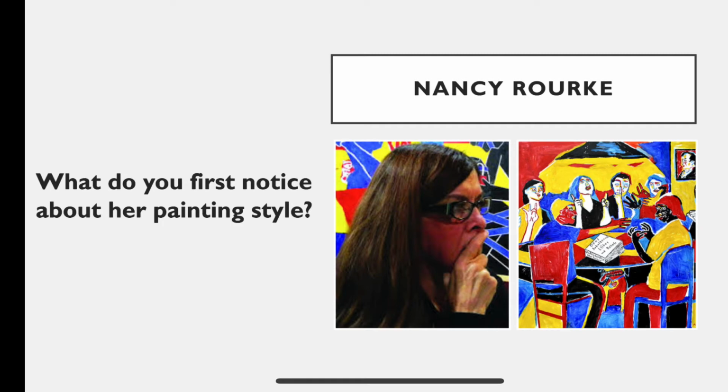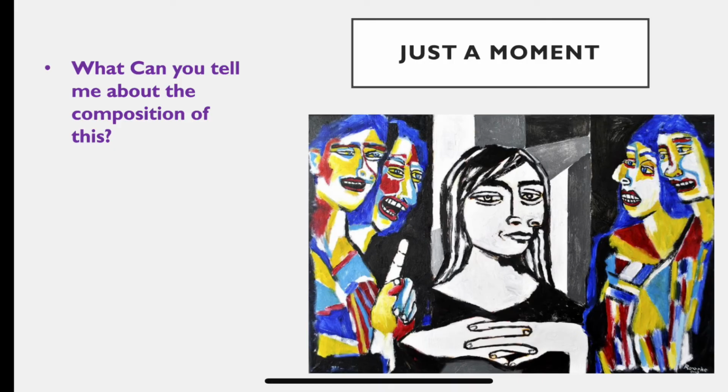She is also inspired by Pablo Picasso and the Cubist movement. As you can see, the people in her paintings are a little more simplified, a little more flattened out, using simple, organic, and geometric shapes. We have a painting by Nancy Rourke. It is called Just a Moment.